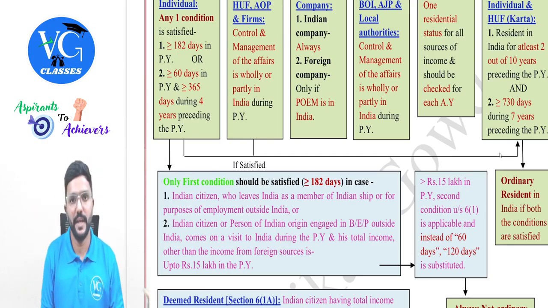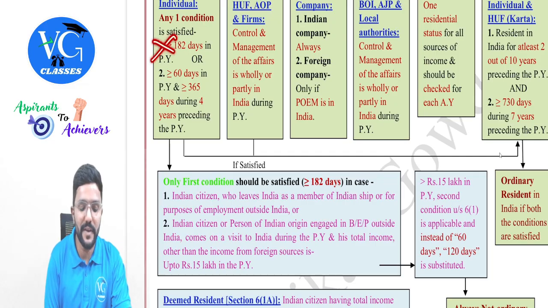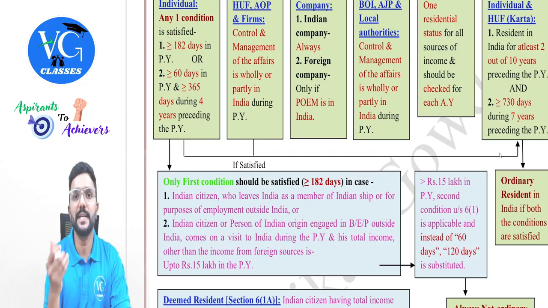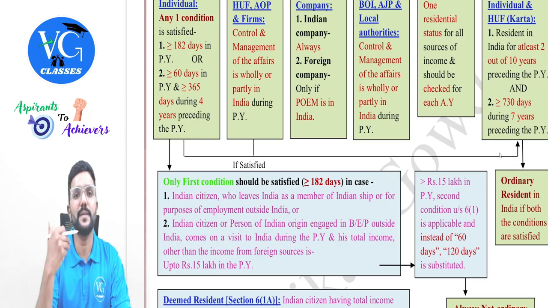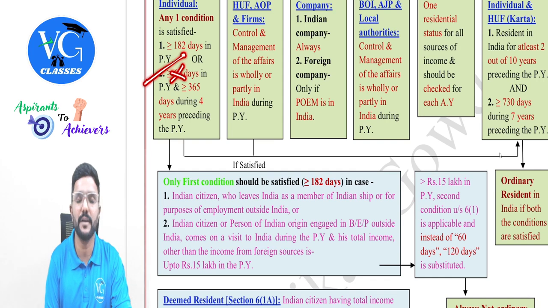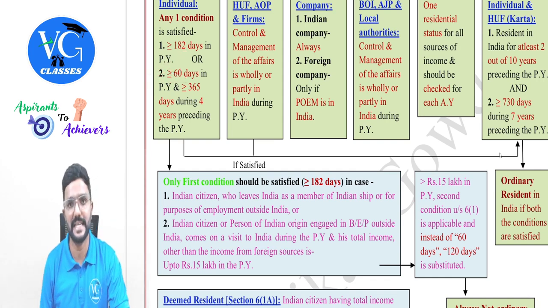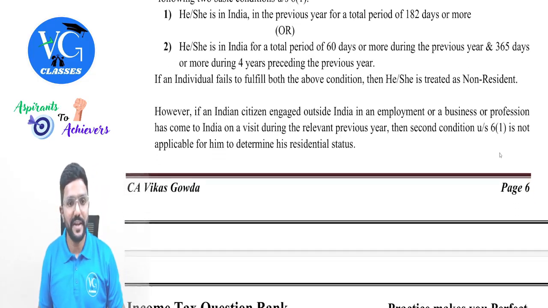If in case Indian income was given and assume he is not satisfying the first condition, if Indian income is up to 15 lakh, then he would be covered here, when the second condition is not at all applicable. Sir, what if Indian income is more than 15 lakh? Then he will come here. In such a case, the second condition will be applicable, but instead of 60 days, it would be 120 days. Is that clear? Yes. So this is a different kind of question, so please be very careful with it.